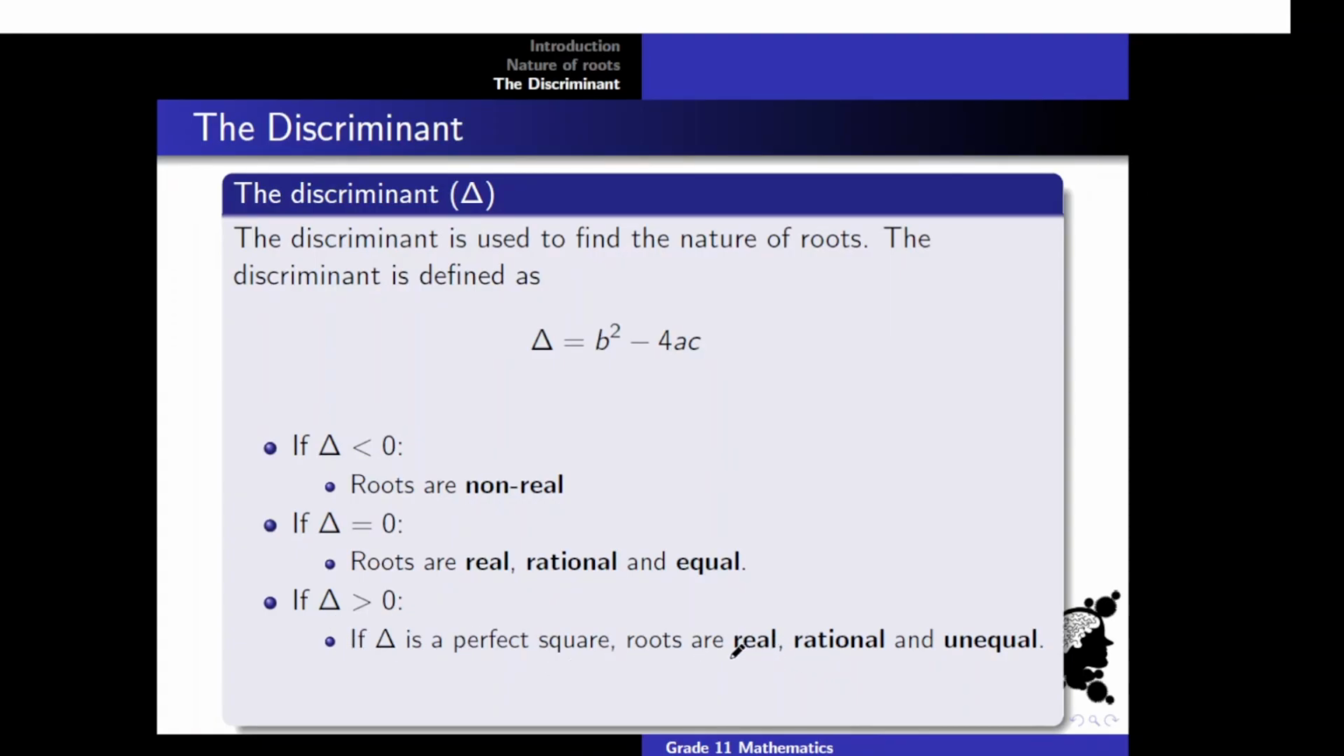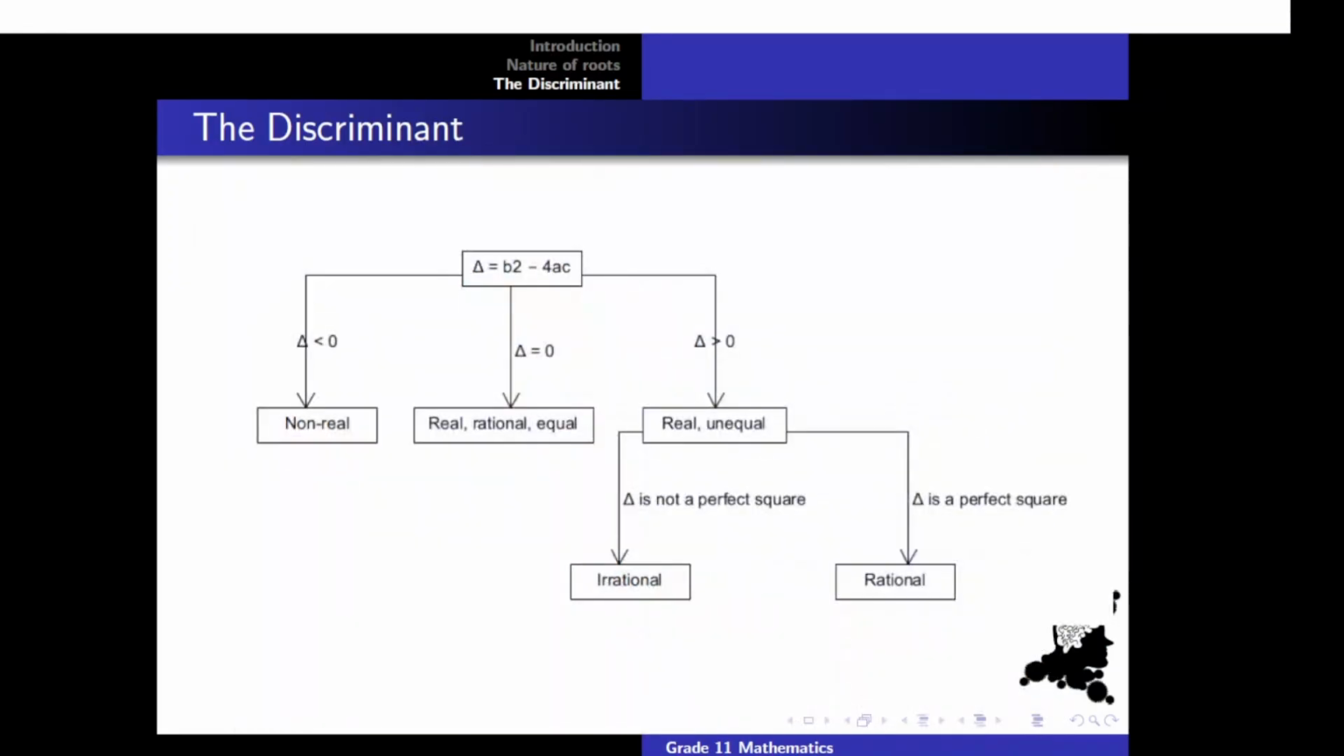It means that the roots are real, rational, and unequal. If it's not a perfect square, the roots would be real, irrational, as well as unequal. Now, this was a lot to take in, and most probably you would not remember this from the get-go by just reading through this. So I've prepared a nice diagram for you, and we're actually going to use this diagram quite a lot when looking at the examples, when looking at the questions for solving nature of roots.